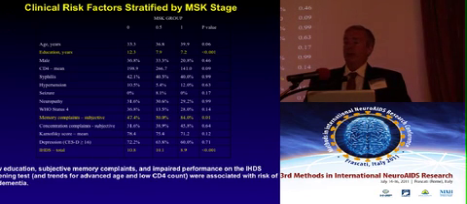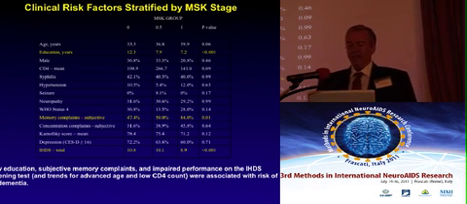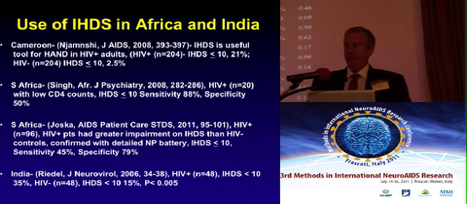We also looked at risk factors for a diagnosis of dementia in this Uganda study, and we found that low performance on the International HIV Dementia Scale, as well as simply having memory complaints subjectively. In other words, are you having problems with your memory? As well as low education, were all associated with an increased risk for diagnosing dementia.